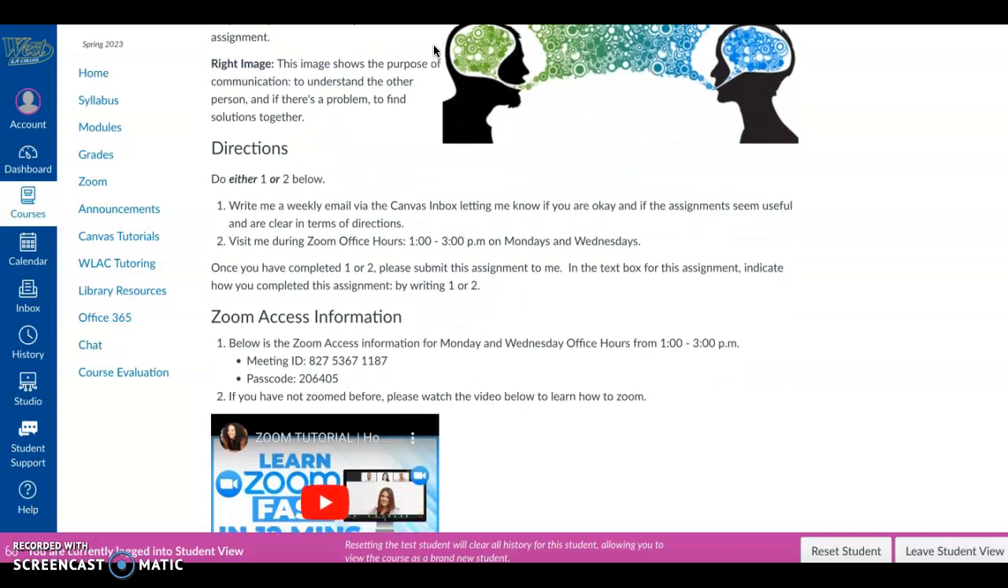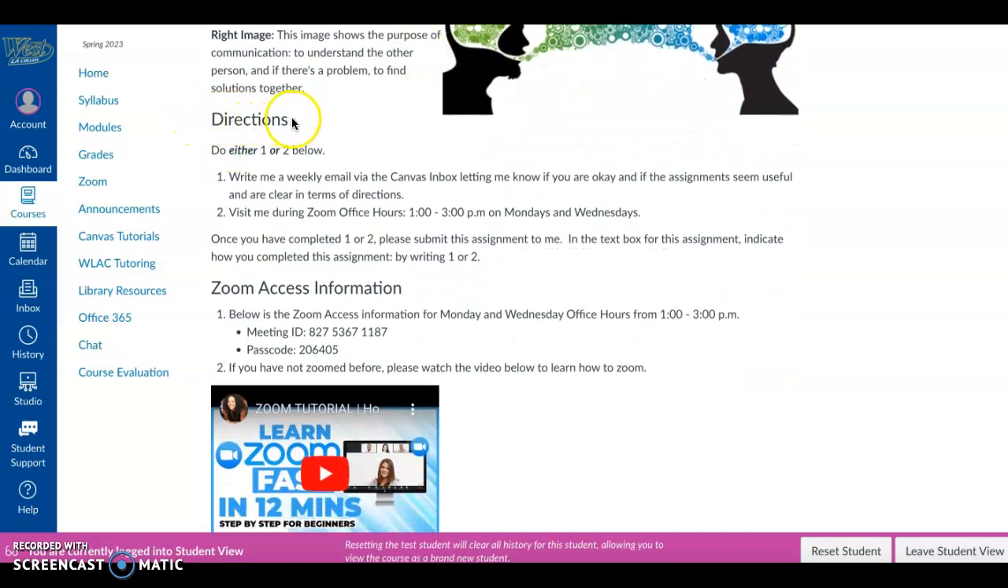All right, let's scroll down and look at the directions here. Do either 1 or 2 below. 1 is to write me a weekly email via the Canvas inbox, letting me know if you are okay and if the assignments seem useful and are clear in terms of directions. Now the inbox is right over here.